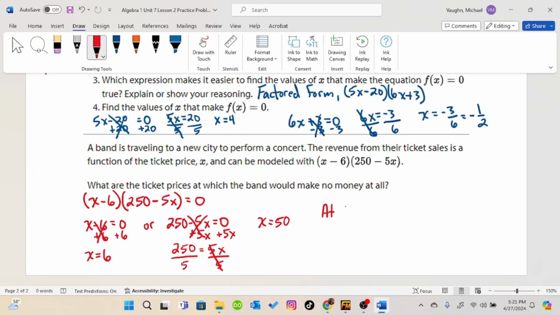So at $6 and $50, the band earns no money at all.